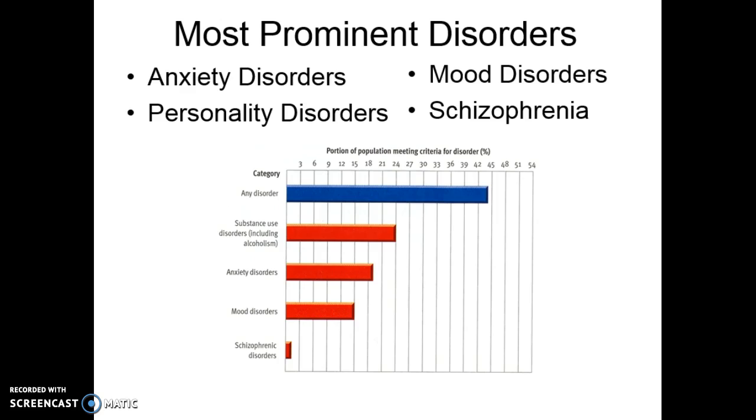So you can see the usage. Oh my goodness, it's a Friday, folks. You can see the diagnosis levels on this little chart below here. So you can see any disorder and the percentage of the population that meets this: substance use disorder, followed by anxiety disorder, mood disorders, and schizophrenic disorder.